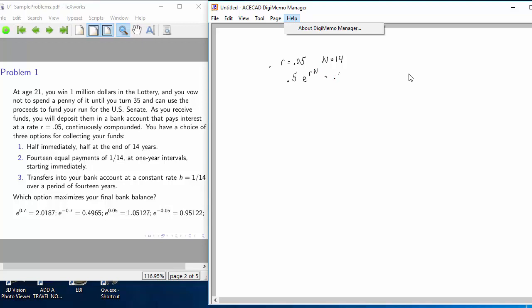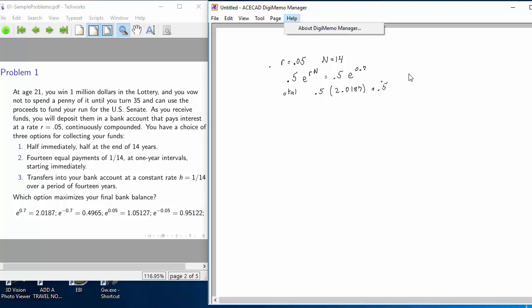That is going to be 0.5 times e to the 0.7. And it's worth remembering that e to the 0.7 is almost precisely 2. I put the exact number on the left-hand page. It's 2.0187. So the total is going to be 0.5 times 2.0187. That's your amount after 14 years for what you collect today.